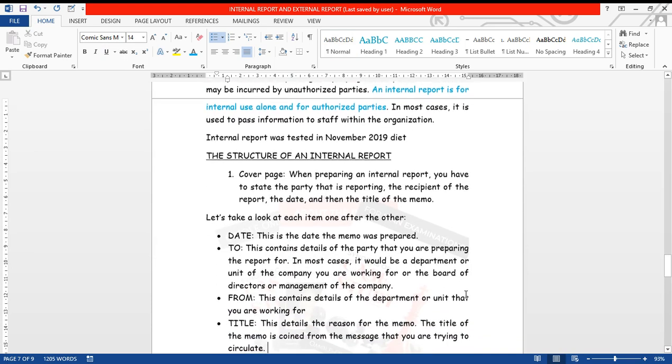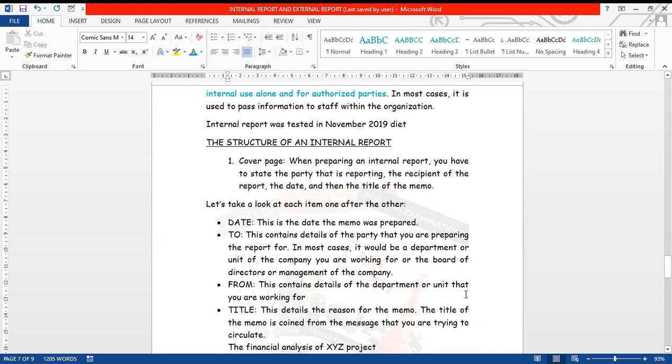So the structure of an internal report, just like an external report, requires a cover page. You actually have to do a cover page in the internal report as well. When preparing the cover page, you will state the party you are preparing the report for. In this case, it could be a department, it could be a unit, it could be the board of directors. Do you understand? And who you are actually preparing the report for, the recipient of the report, the party reporting, the date, the title of the memo.